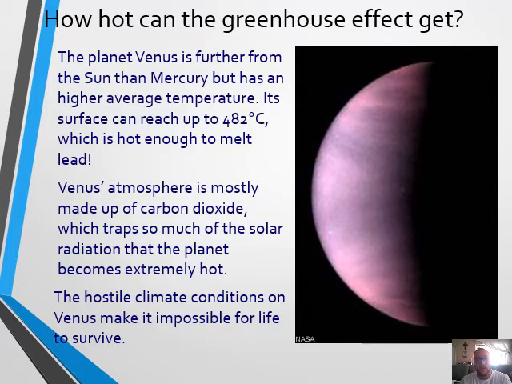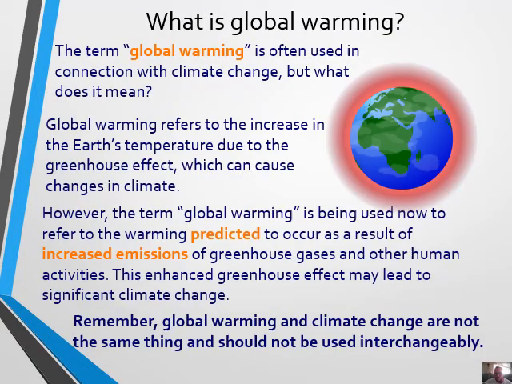Venus's atmosphere is mostly made up of carbon dioxide, which traps so much of the solar radiation that the planet becomes extremely hot. The hostile climate conditions on Venus make it impossible for life to survive. So even though Mercury is closer than Venus, because of Venus's heavy carbon dioxide atmosphere, it actually traps in so much heat that the average temperature is much higher.